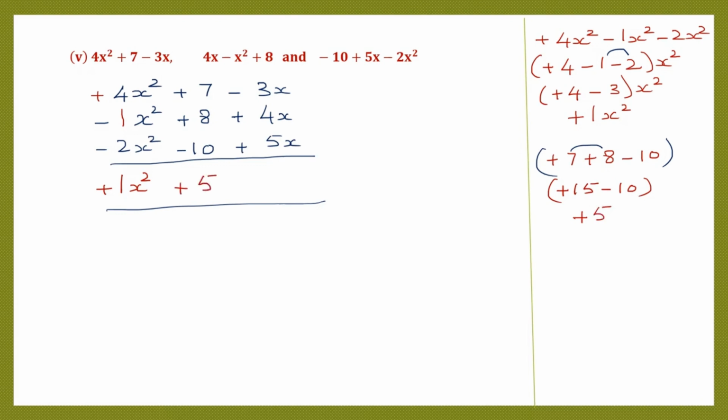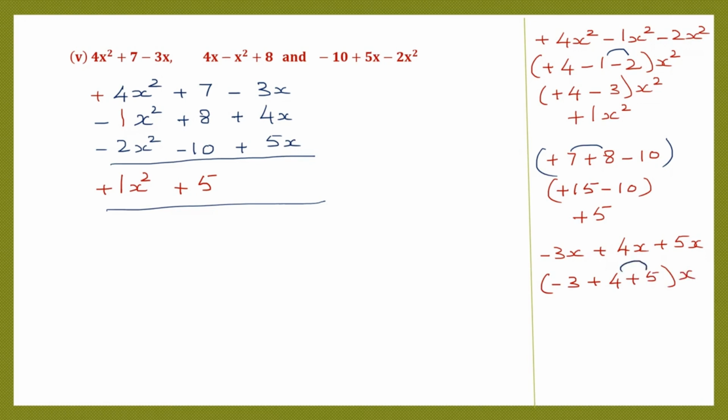Now the third one is the x column. Minus 3x plus 4x plus 5x. So the numbers are minus 3 plus 4 plus 5x. Now adding up the numbers with the same sign, we get plus 9.